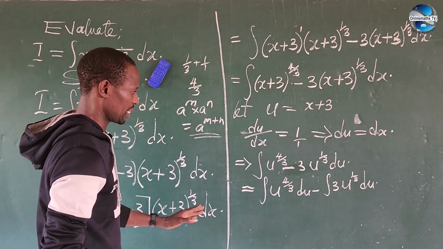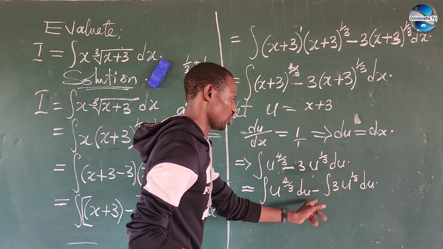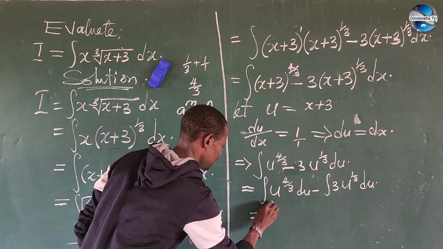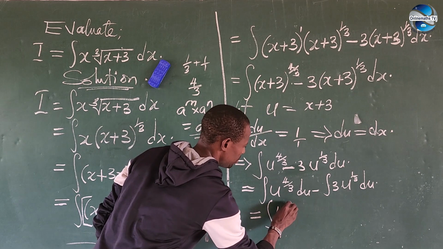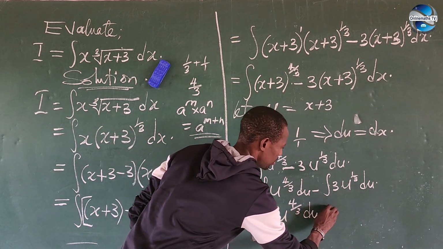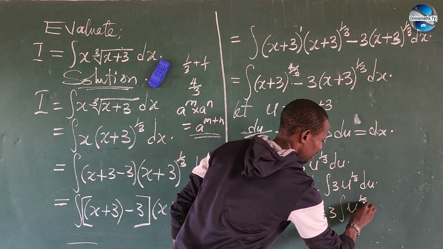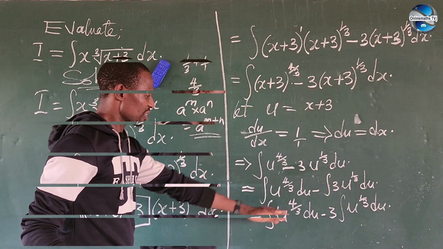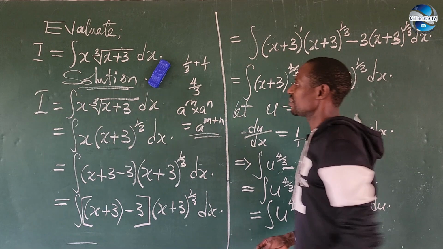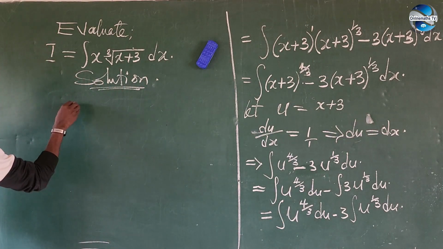No confusion here, right? Okay, now this is a constant. So if we integrate this, it will come out here. So if we bring out this constant, we're going to have this to be the integral of u to the power of 4 all over 3 du minus 3 into u to the power of 1 all over 3 du. So let's go ahead and integrate this function. Let's continue on this side of the board again. So from here, let's go ahead and integrate.